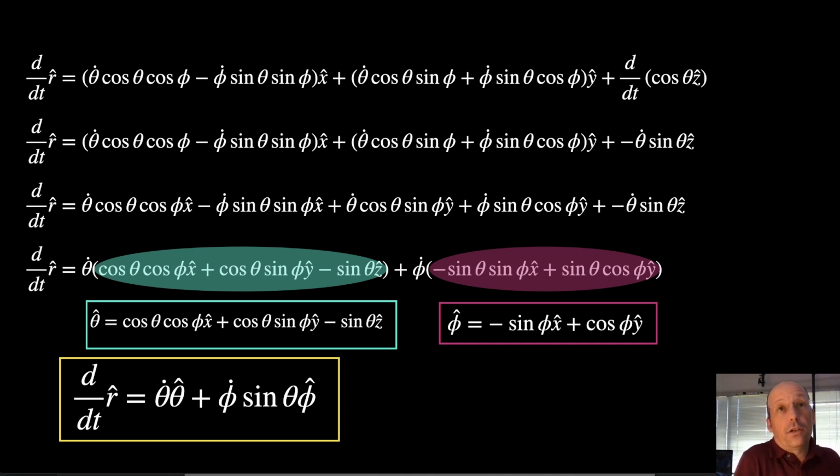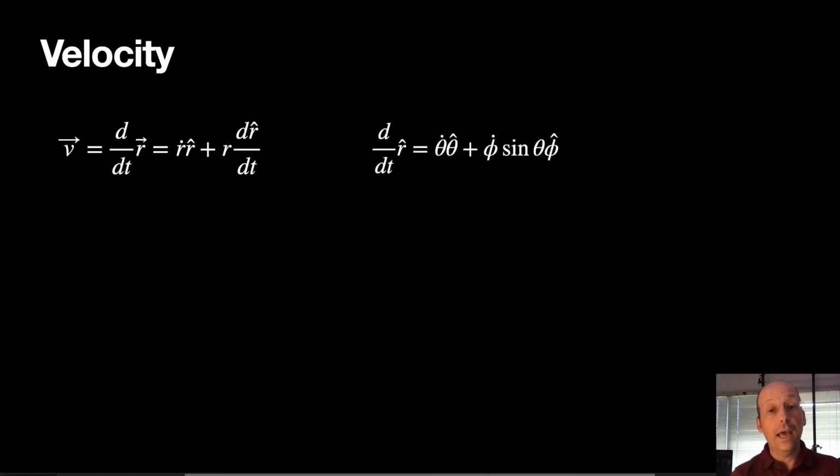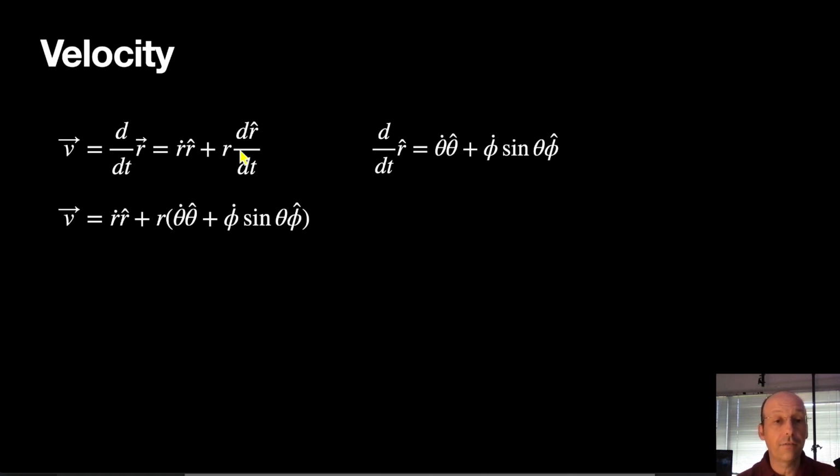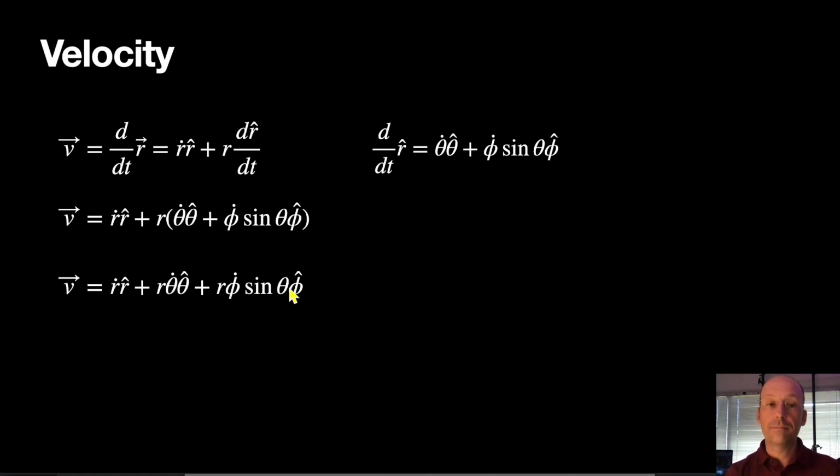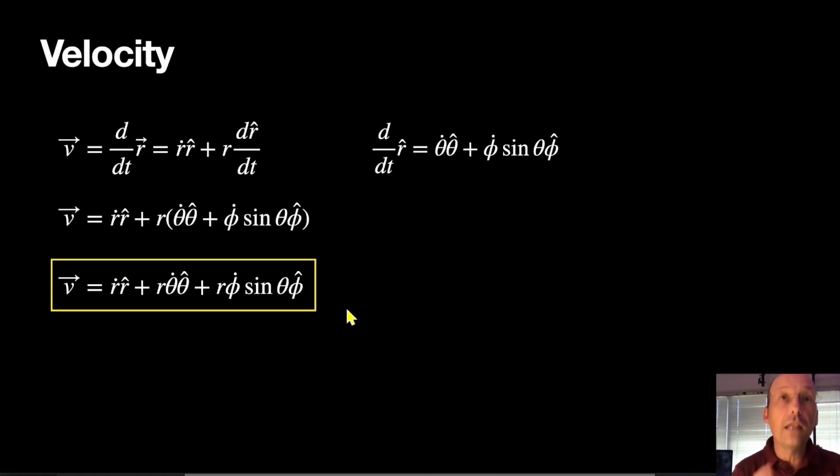Now, I actually can do the velocity vector. So we already did the velocity again. This has two terms in it because we have to take the derivative of r and r hat. And now I do know the derivative of r hat. So I can put the derivative of r hat in right there, and I get r dot r hat plus r times all of that stuff. And then if I just distribute, I get r dot r hat, r theta dot theta hat, plus r phi dot sine theta phi hat. And that's your velocity in spherical coordinates.